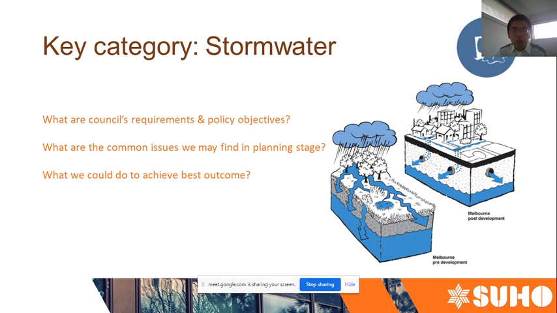Okay, first let's start with stormwater. We have 3 questions here. So, what are Council's requirements and policy objectives here? And what are the common issues we may find in the planning stage? And what could we do to achieve the best outcomes? As you can see on the right hand side, there are 2 images. One is Melbourne's post-development image and another one is the pre-development image. As you can see, the storm treatment is very different.